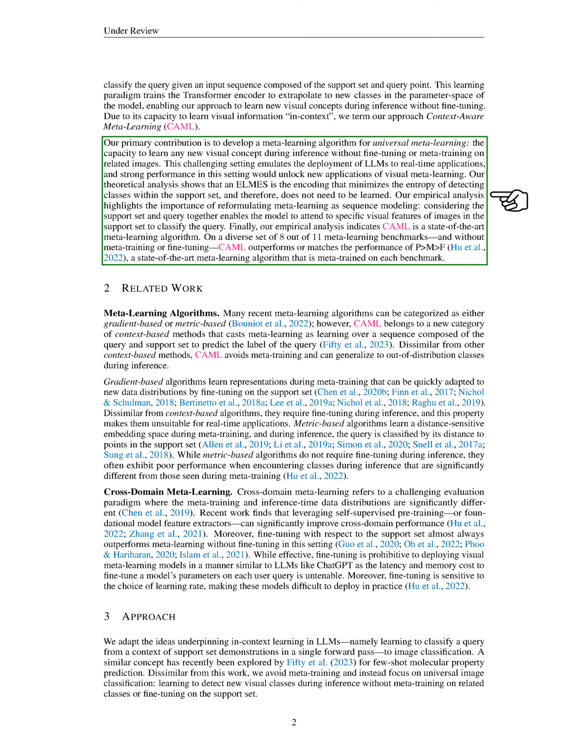This challenging setting emulates the deployment of LLMs to real-time applications, and strong performance in this setting would unlock new applications of visual meta-learning. Our theoretical analysis shows that an ELMES is the encoding that minimizes the entropy of detecting classes within the support set, and therefore, does not need to be learned. Our empirical analysis highlights the importance of reformulating meta-learning as sequence modeling. Considering the support set and query together enables the model to attend to specific visual features of images in the support set to classify the query.